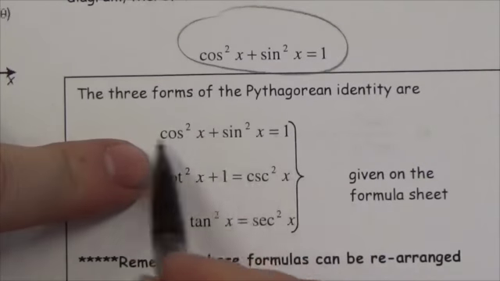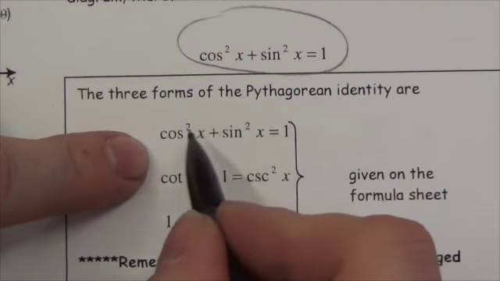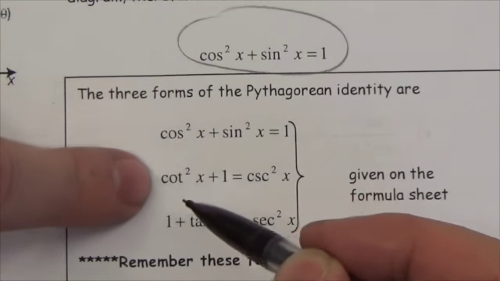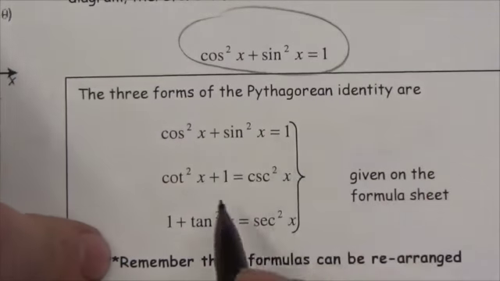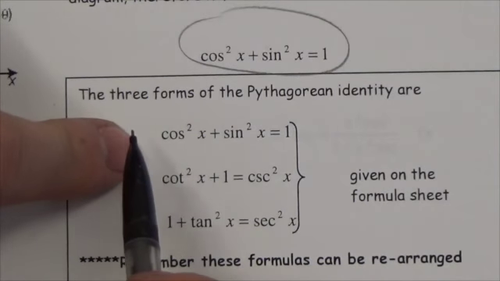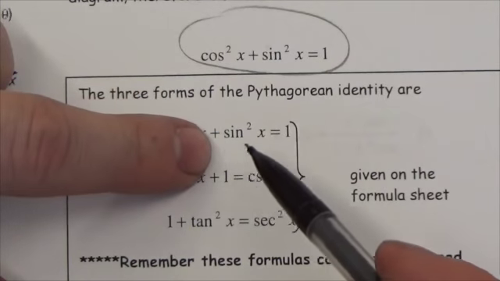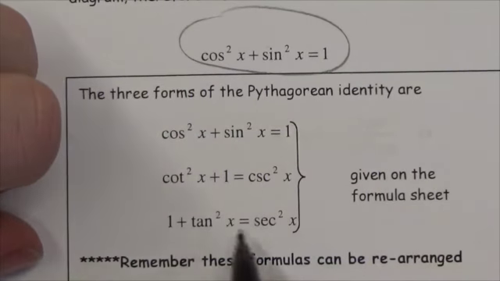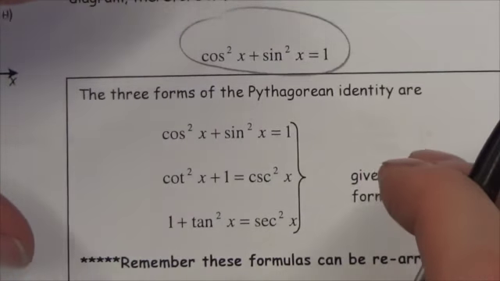If you took the original identity, cosine squared plus sine squared is equal to 1, and divided everything through by sine squared, cosine squared divided by sine squared gets you cotangent squared. Sine squared divided by sine squared would be 1. 1 divided by sine squared is cosecant squared. Here's another Pythagorean identity. If I now took the original and divided everything by cosine squared, cosine squared divided by cosine squared is 1. Sine squared divided by cosine squared is tangent squared. And 1 divided by cosine squared is secant squared. So here's another Pythagorean identity.